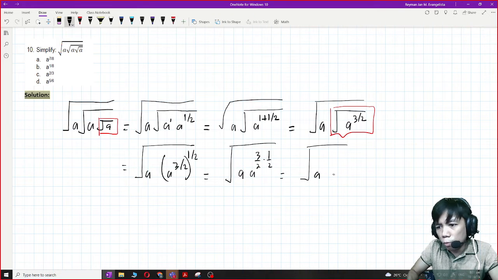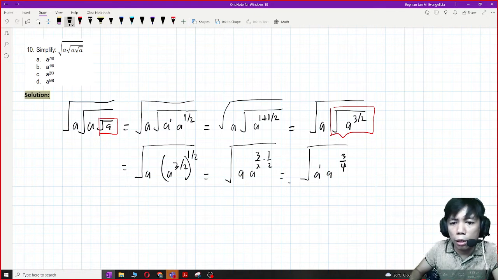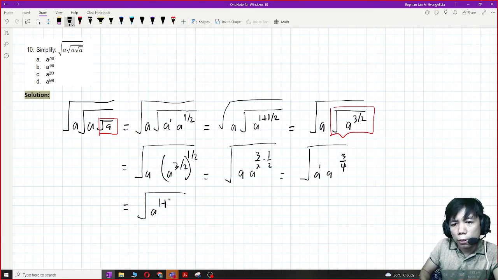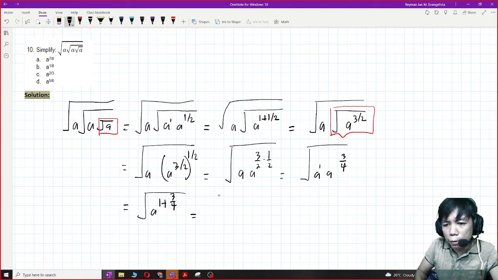A, 3 over 2 times 2. So, 4. Then, ito naman may 1 dyan. So, understood? I-add lang ang mga exponents na. So, A raised to 1 plus 3 over 4. 1 plus 3 over 4 is 7/4 na. So, the square root of A raised to 7/4.